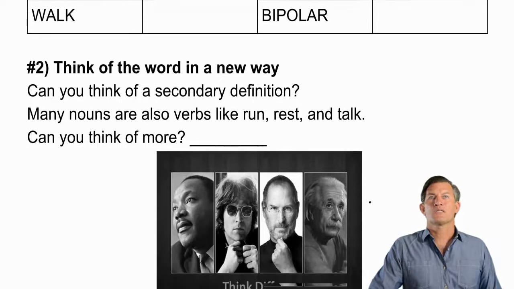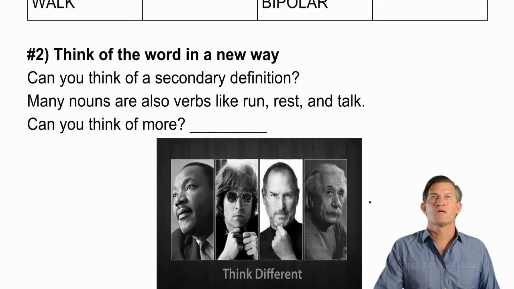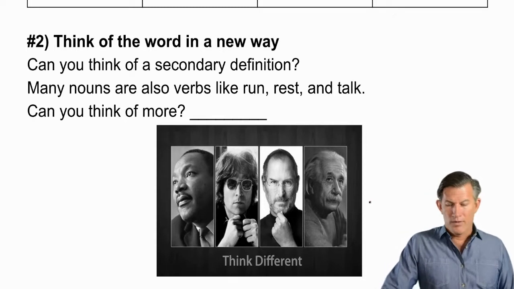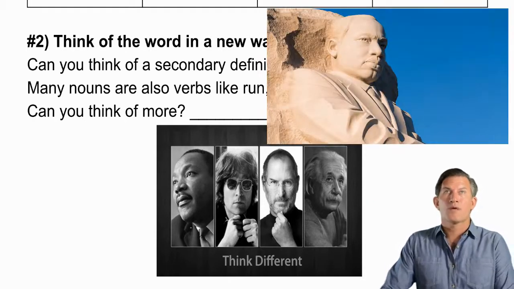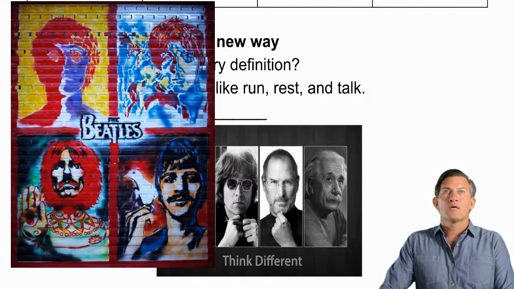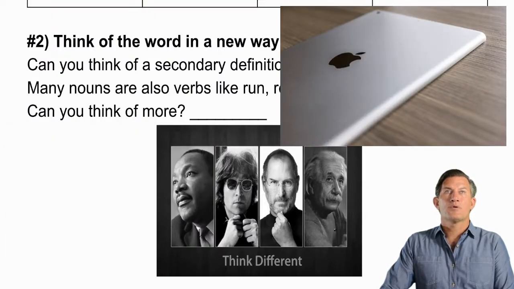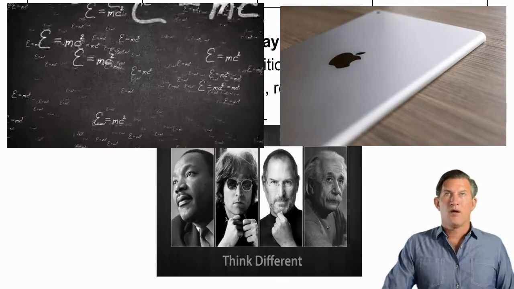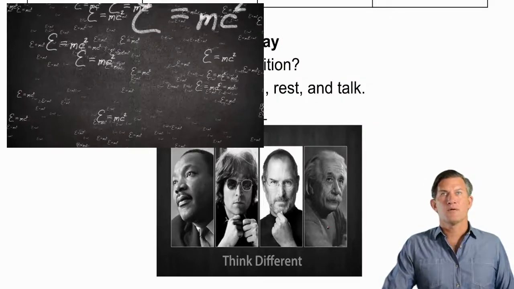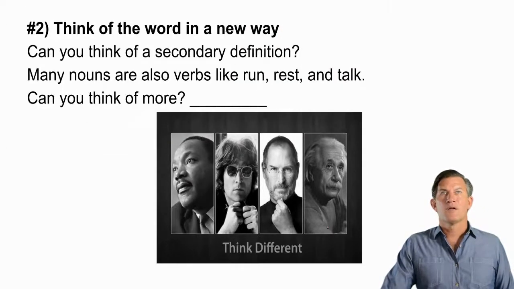All right, these guys think different. They thought differently. Okay, there should be an ly there. Who is this guy? This is Martin Luther King. Who is this guy? That is named John Lennon. He was one of the Beatles. Okay, Steve Jobs, Apple Computers, Albert Einstein. All of them thought differently, and that's why it's funny, because they're not spelling it grammatically correct. Think different, like these guys.